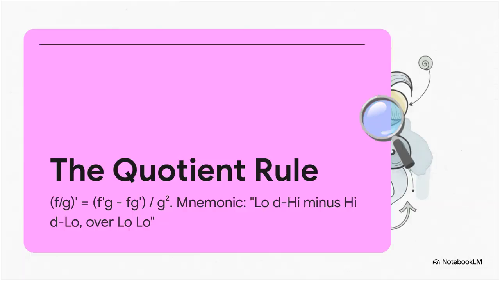Simple as that. And for division, we've got the quotient rule. Now, I know this one looks a bit more intimidating at first glance, but trust me, it has an even better mnemonic. If you think of the function on top as high and the one on the bottom as low, the derivative is low d high minus high d low, all over low low. That little rhyme is your secret weapon to getting this right every single time.